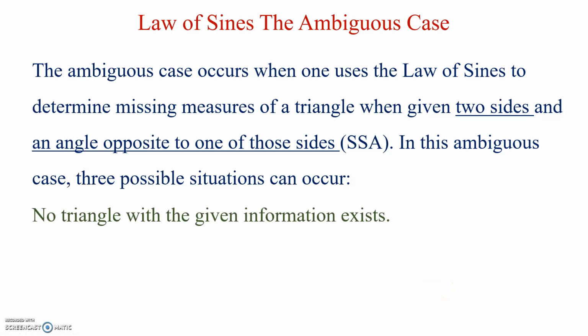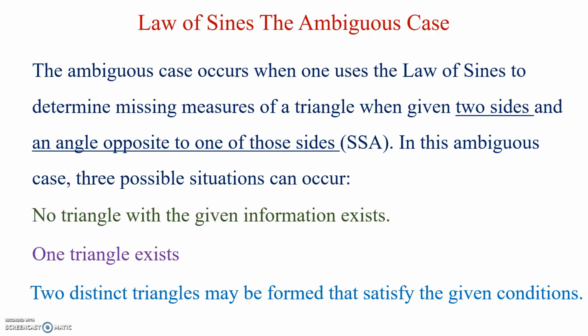In one case, no triangle can actually exist with the given information, or we can end up with one possible triangle, or two distinct triangles may be formed that satisfy the given conditions. This is why it's called the ambiguous case, because there are several different things that could be interpreted. So let's look at the different possibilities.